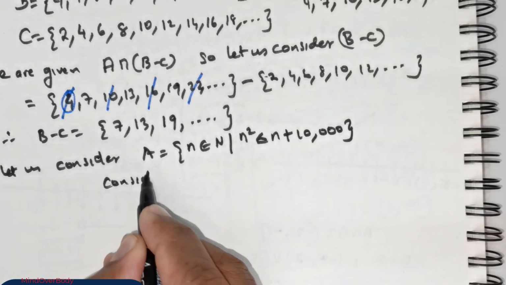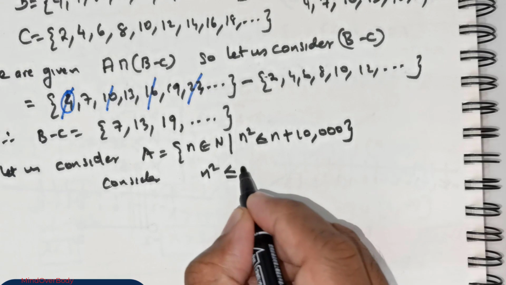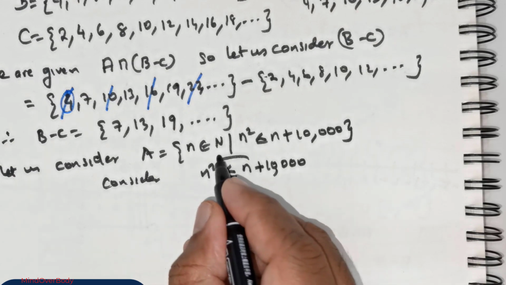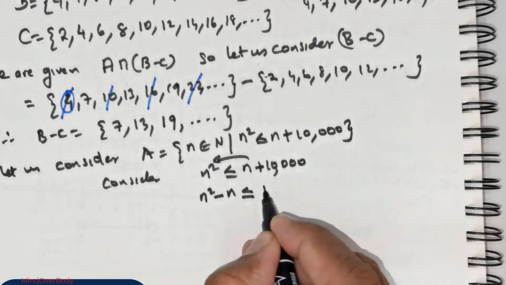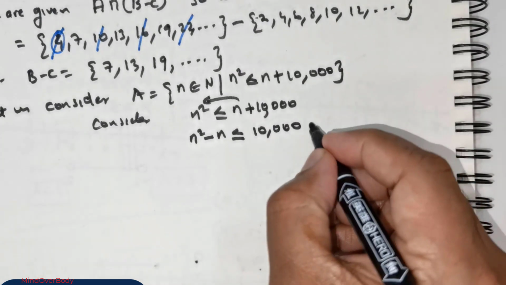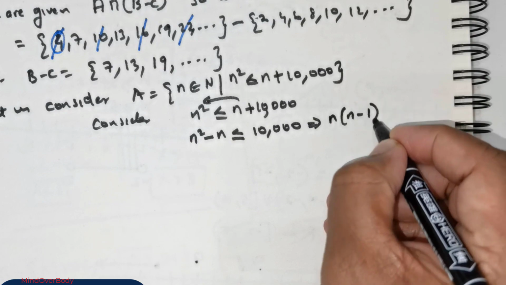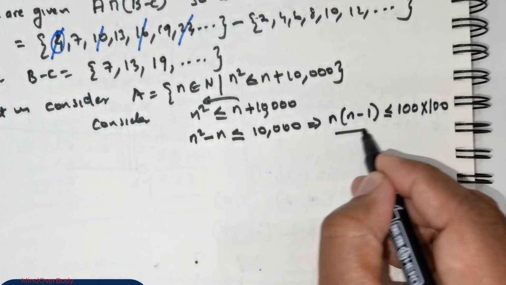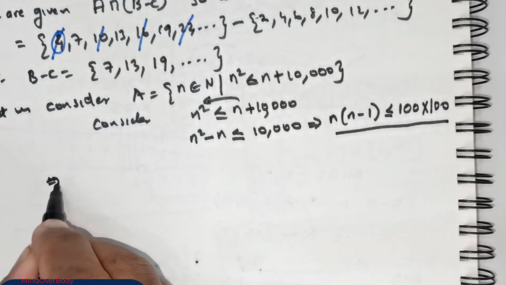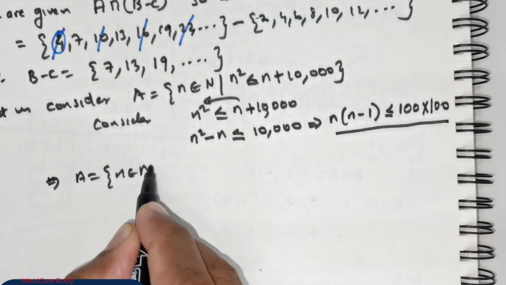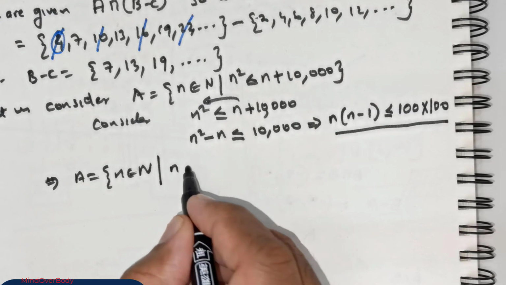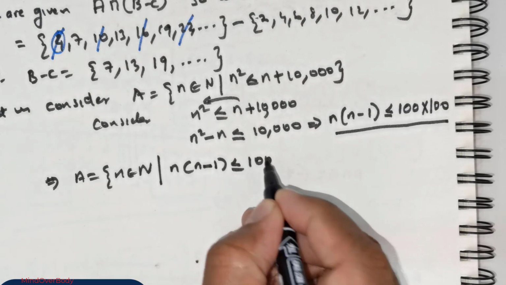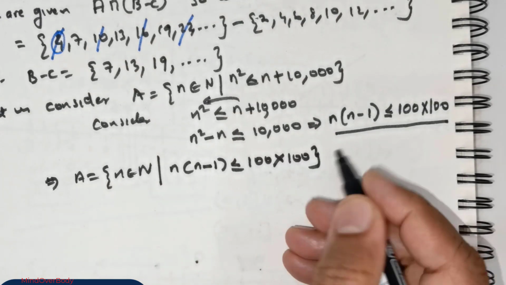Now consider the restriction. n squared is less than equal to n plus 10,000. I can push this n to the other side. This is going to be n squared minus n less than equal to 10,000. I can rewrite this as n into n minus 1 less than equal to 10,000. I can write it as 100 multiplied with 100. So this means A has all n element of natural numbers such that this restriction has to be true: n of n minus 1 less than equal to 100 multiplied with 100, right?